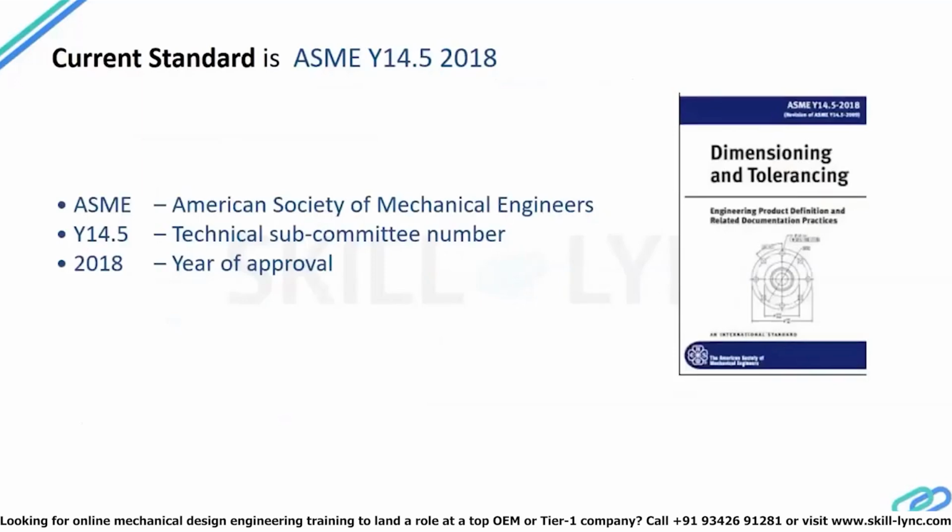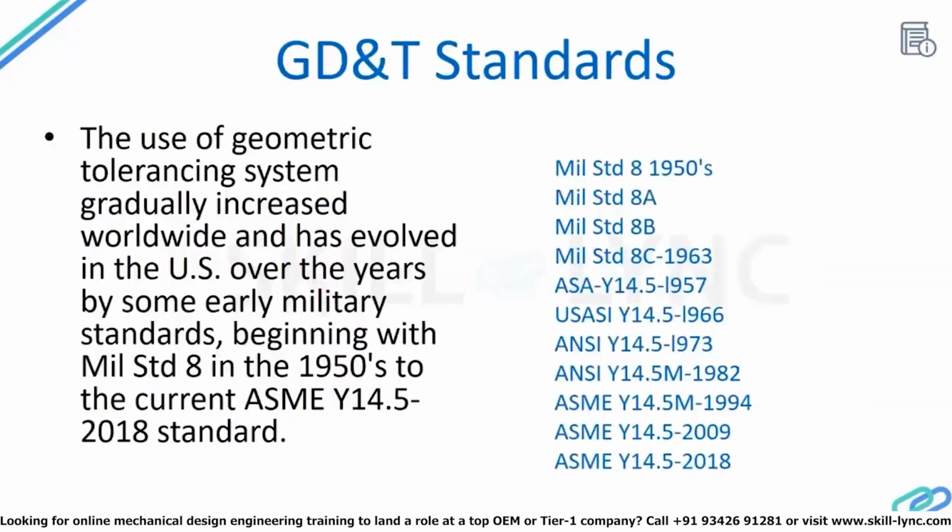And the recent standard being Y14.5 2018. ASME stands for American Society of Mechanical Engineers. Y14.5 stands for the Technical Subcommittee Member. And 2018 is the year of approval of the standard. Prior to this, we had 2009 as a standard that all the industries across the world were using, but now all the industries are updating themselves for the new standard released.